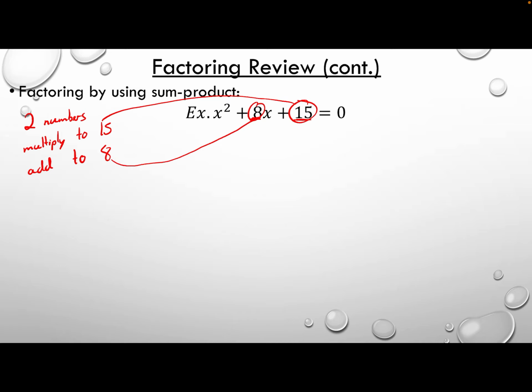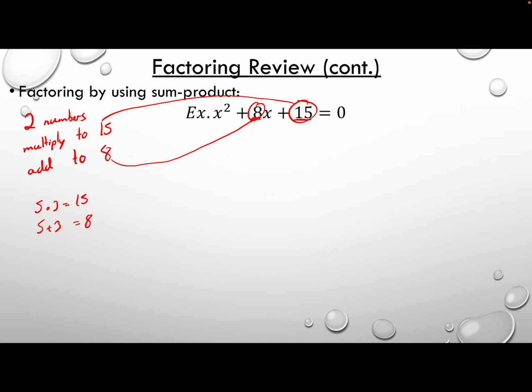There's a little bit of guessing and checking, a little bit of thinking about it. The easiest way to think about it is: what are two numbers that multiply to 15? 5 and 3. 5 times 3 is 15, and 5 plus 3 is also 8. Those are the two numbers that we want.